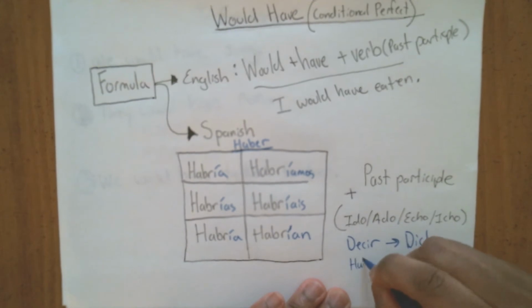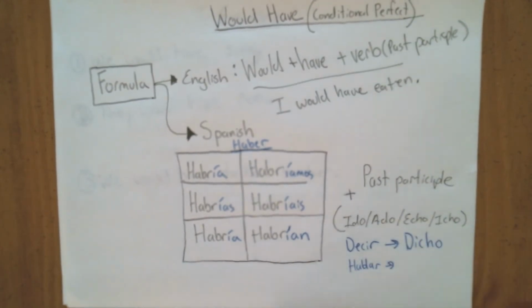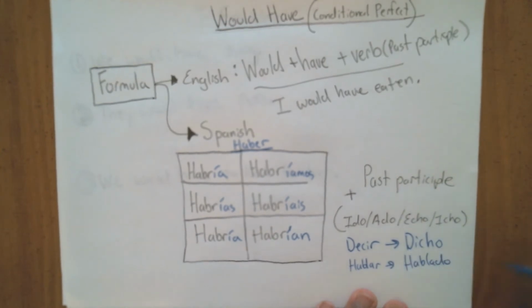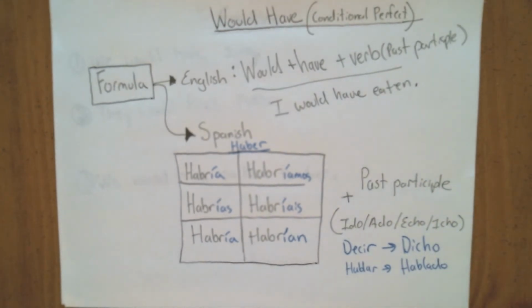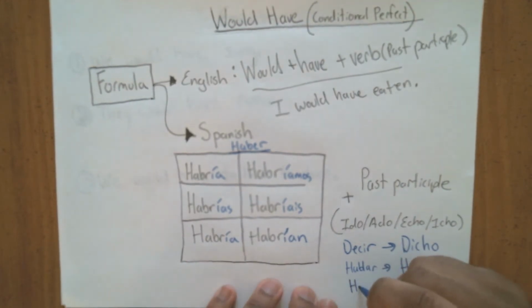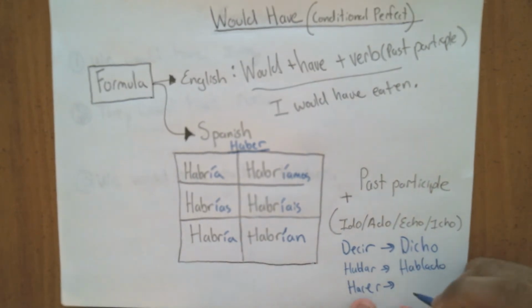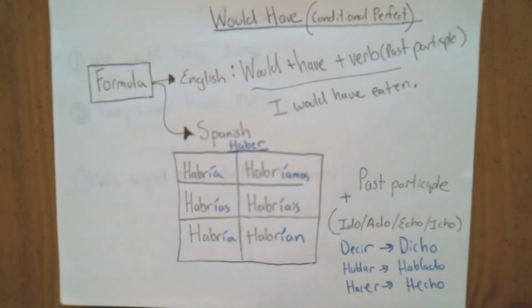Or hablar, hablar means to talk. Its past participle is hablado. Like if you say, I have talked. Or just another simple example, hacer. Hacer means to do. Its past participle would be hecho, meaning I have done. So that is what your past participle is. It's spoken, done. It's the form of the verb that you would put after have when you're speaking in terms of a would have or a have statement.